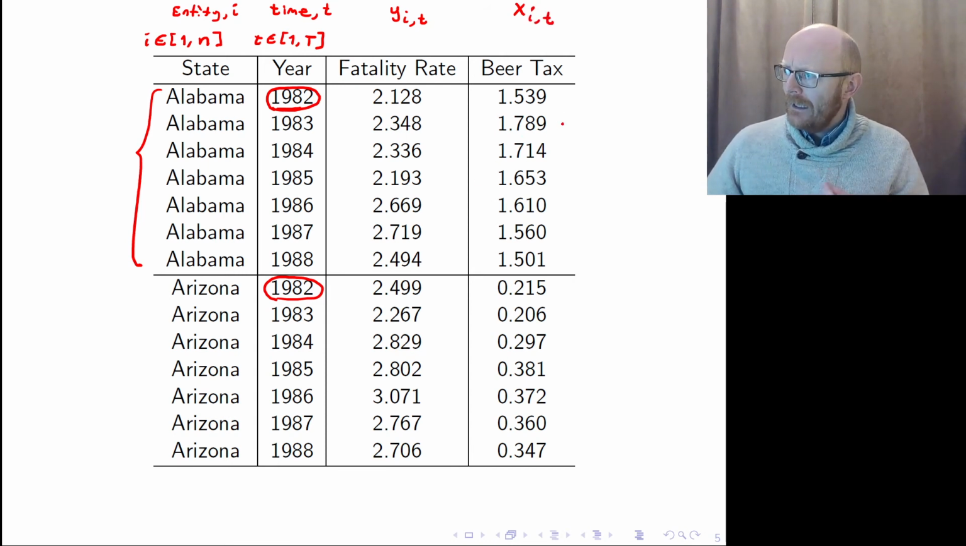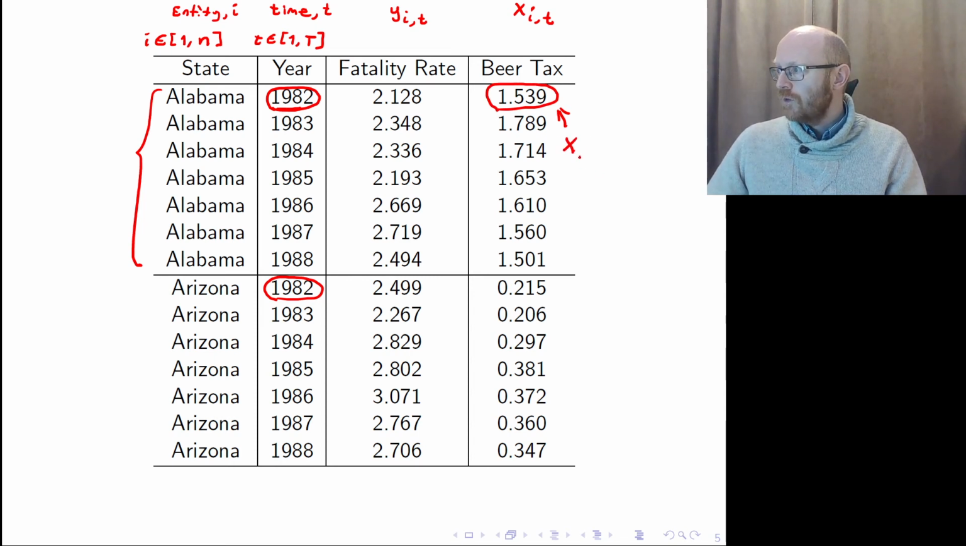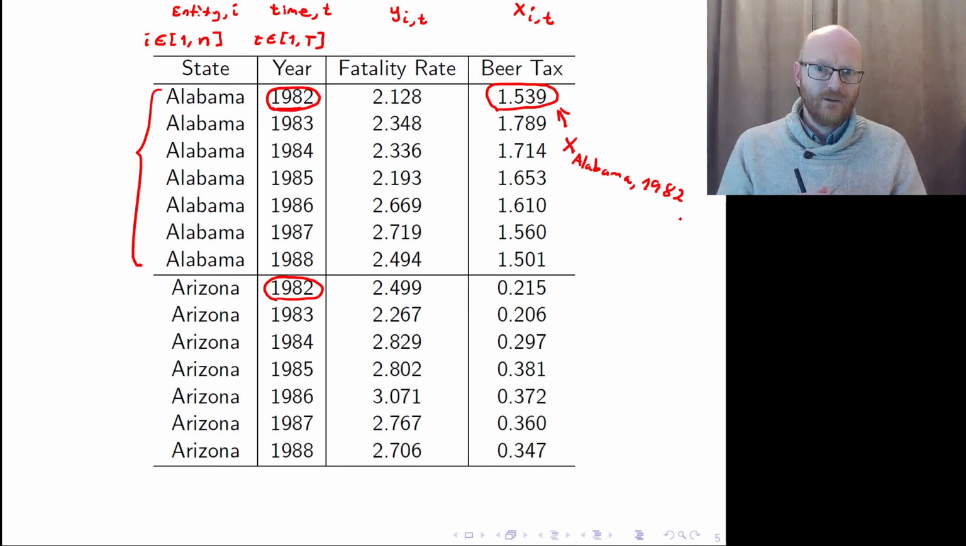One example could be this: the x value for Alabama in 1982. So if you say, give me the x value for Alabama in 1982, then you know this is the number 1.539.